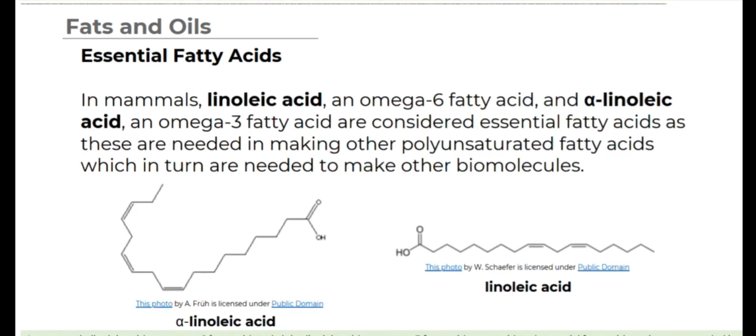In mammals, linoleic acid, an omega-6 fatty acid, and alpha-linolenic acid, an omega-3 fatty acid, are considered essential fatty acids as they are needed in making other polyunsaturated fatty acids, which in turn are needed to make other biomolecules.